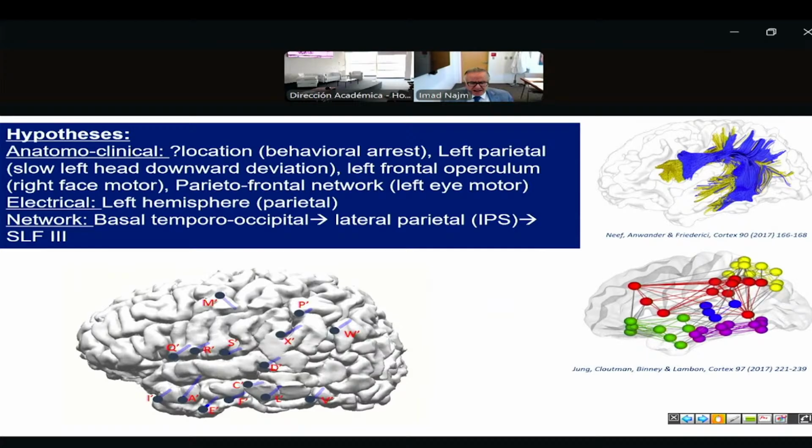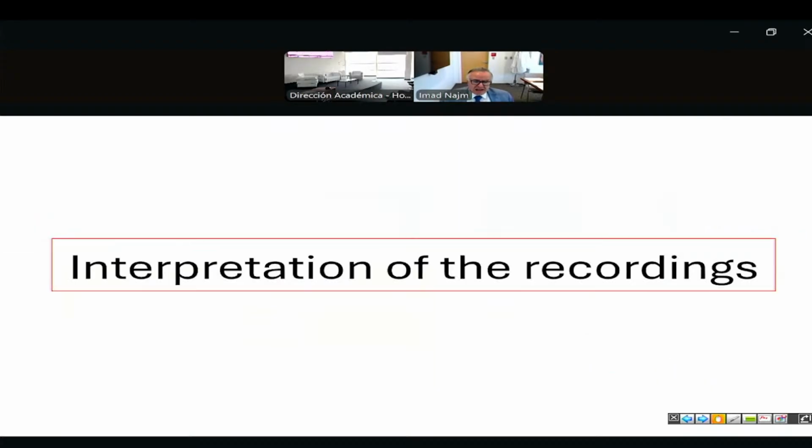So based on that, the plan here for SEEG implantation involved the left parietal region, the frontal eye field and frontal opercular region, and then of course to map the posterior extent of that activity here, and the basal temporo-occipital region, anterior extent and dorsal extent. You can see here, this is how the patient was implanted with the SEEG.